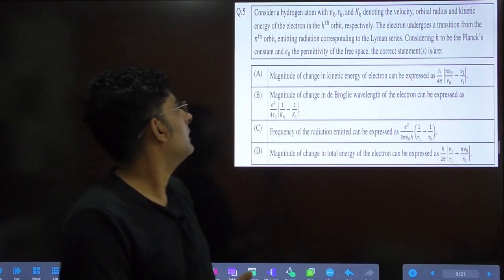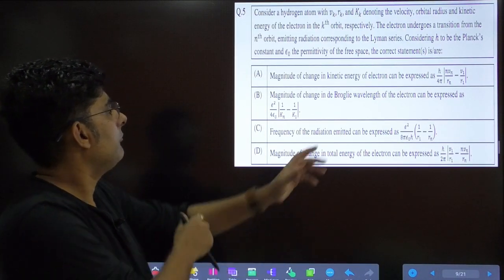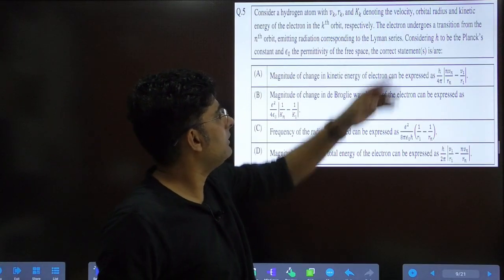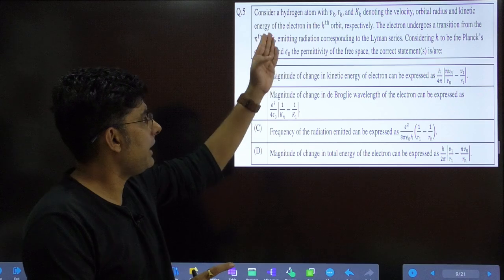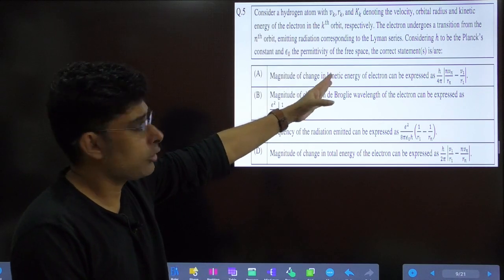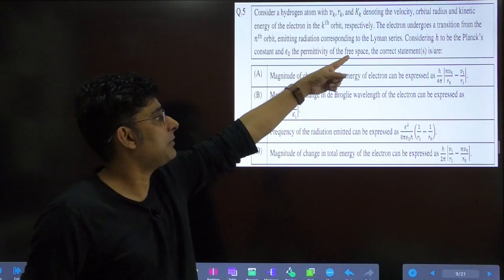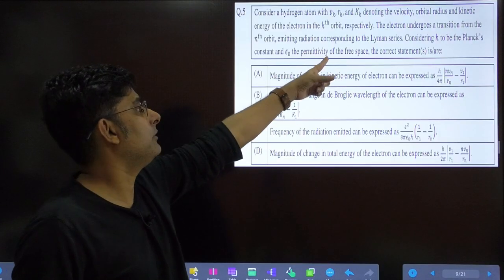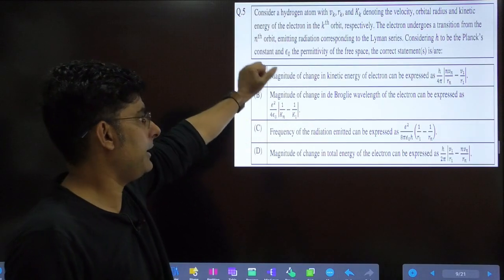Okay, so let's see the discussion of question number 5. So here we have a hydrogen atom with Vk, Rk and Kk denoting the velocity, orbital radius and kinetic energy of the electron in the kth orbit. Now this electron is said to undergo a transition from the nth orbit, emitting radiation corresponding to the Lyman series. Lyman series means it will jump to quantum number 1, n equals 1, from n equals n.